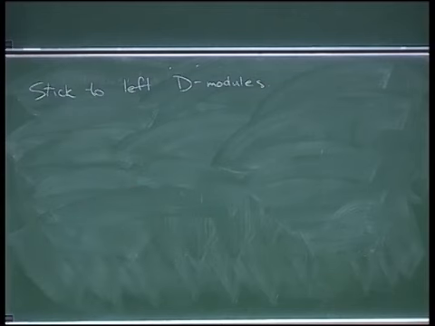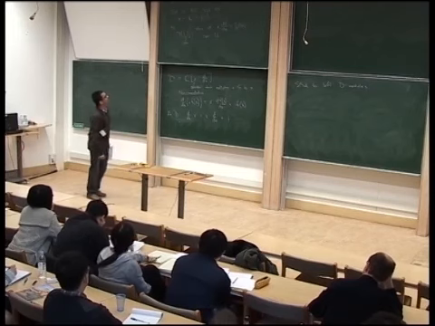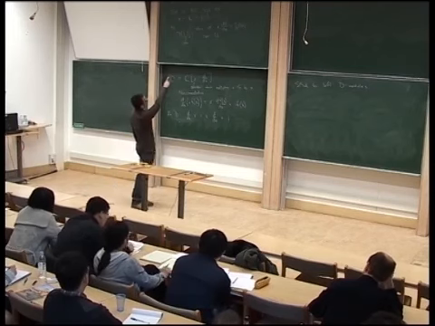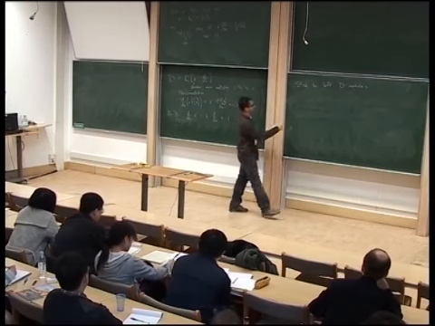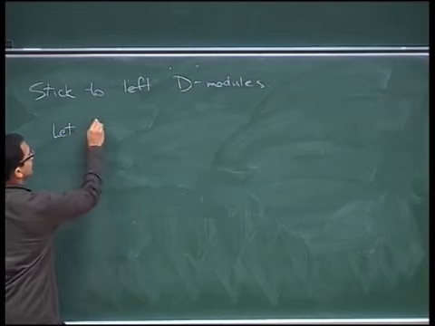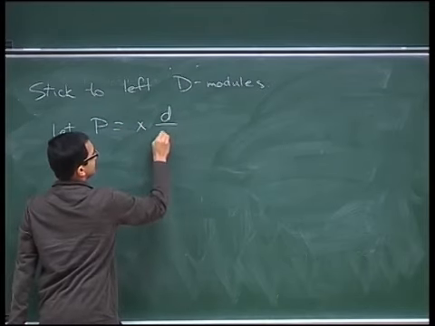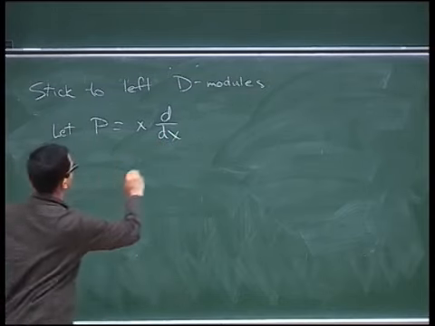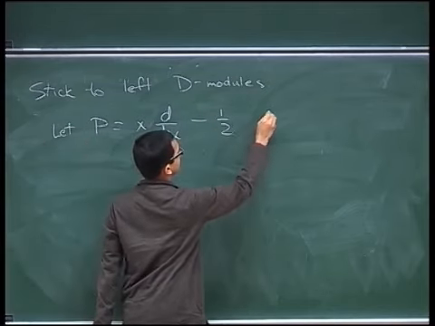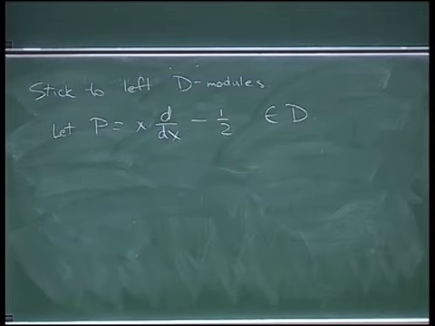Now this differential equation from yesterday, we could take the operators in that equation, and that's an element of this ring. So let P be that element: x d/dx minus a half. So that's an element of this ring.